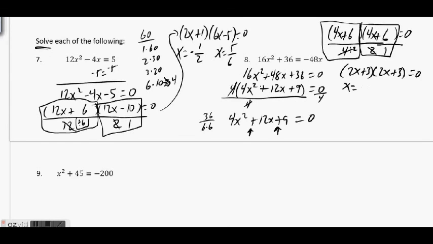X is equal to, subtract 3, divide by 2, negative 3 over 2. And this one's going to be exactly the same. Not going to waste the time.